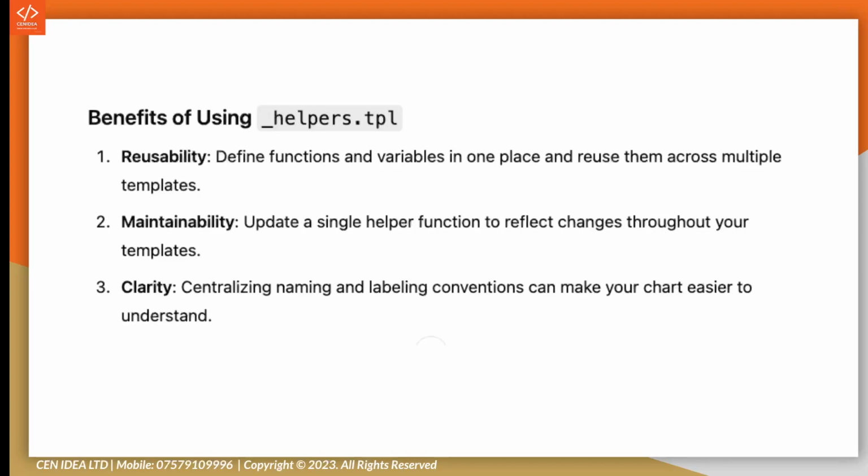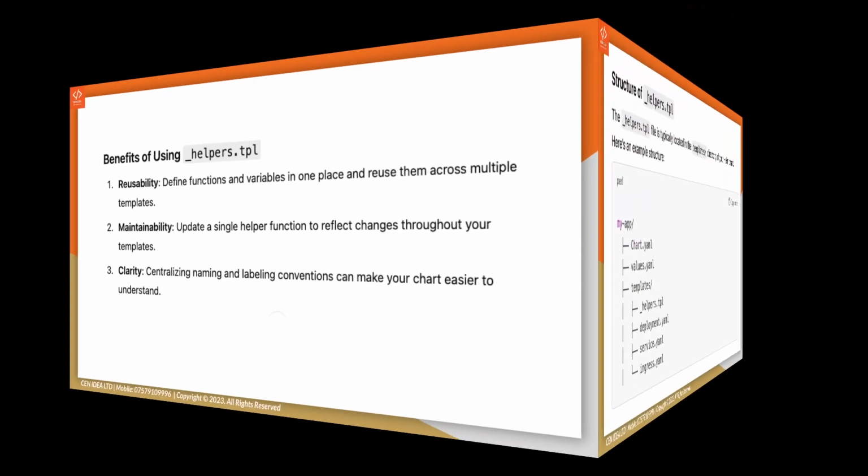I don't suppose we should be going into it, but it encourages reusability, as you can see already, and maintainability, because you update a single helper function to reflect changes throughout your templates. So if a function changed, you simply get into that function, change it, and it will reflect wherever those functions have been invoked. And clarity, really: you can just get into that function because it's centralized, naming and labeling conventions are as you want them across the entire chart, which makes it easier to understand. You define things in one place and it applies everywhere else.